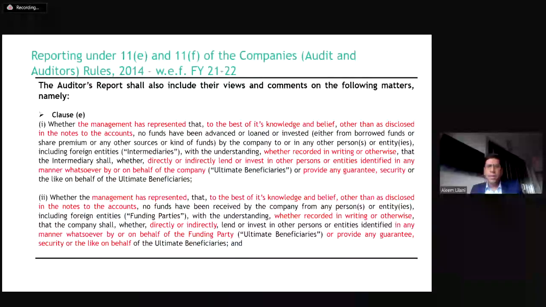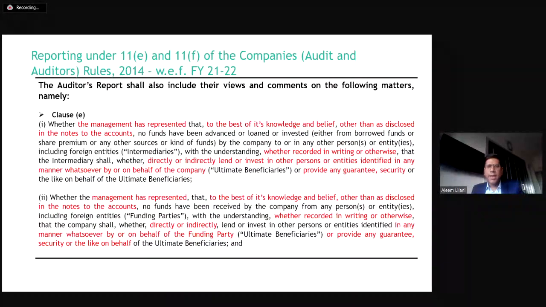The more detailing of the clause is that it talks about whether it is recorded in writing or not. So I give money to somebody, that somebody gives money to someone else, whether there is an agreement or there is no agreement. We have to identify, we have to do certain procedures and mention whether that other fund has been given to someone for the benefit of, or given to someone by or on behalf of the company. So it could be any person, and this is a little complicated to report.